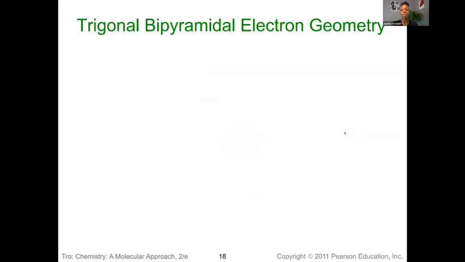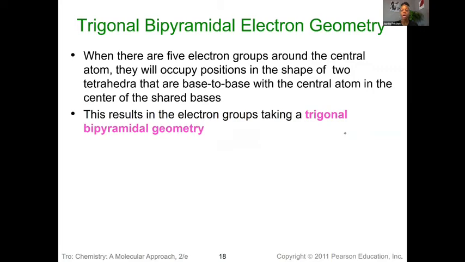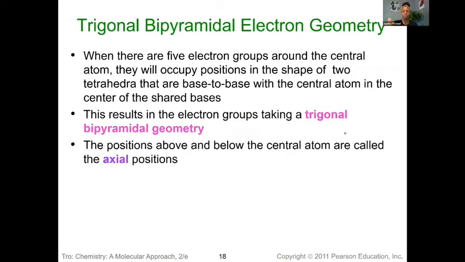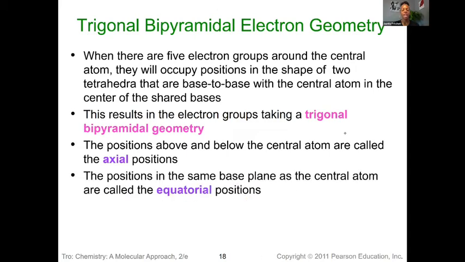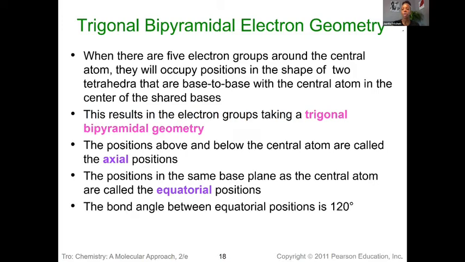All right, moving it forward. Next up, what happens when we have 5? All right, so again, with 5 electron regions, we are going to be taking advantage of that forward and backward, or in front of the plane, behind the plane space. And so the shape that we're going to be creating actually makes these 2 pyramids, okay? And so the name of this is going to be trigonal, indicating that there's a triangle base, bi, meaning there's 2, pyramidal. So there's going to be 2 pyramids that we're going to be creating here. Now, when it comes to the position of where these atoms are going to be located, we're going to have 2 different positions we're going to be thinking about.